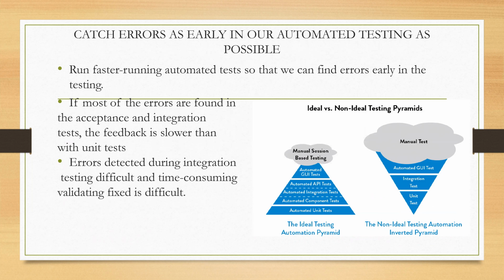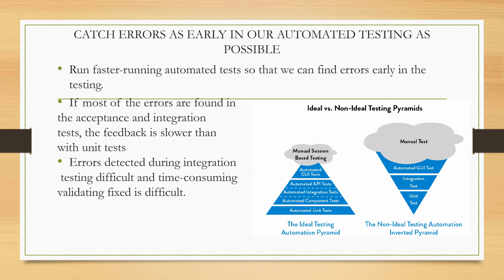We want to run faster automated tests so that we can find those errors early on. If most of the errors are found in the acceptance and integration tests, the feedback is slower than with the unit tests. Errors detected during integration testing are difficult and time-consuming, and validating the fix is difficult.